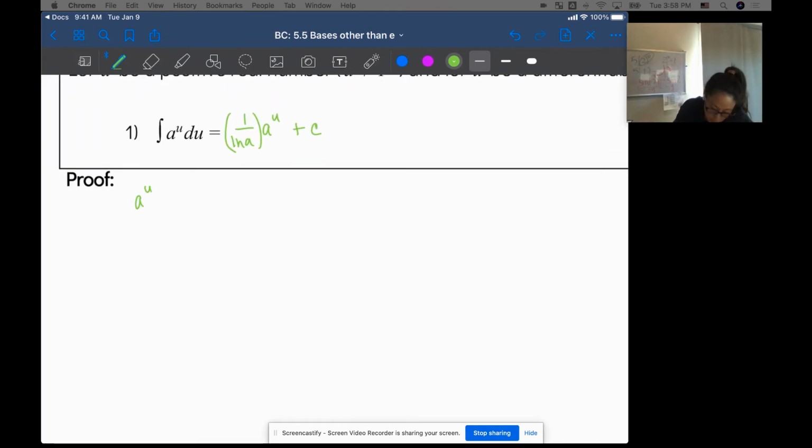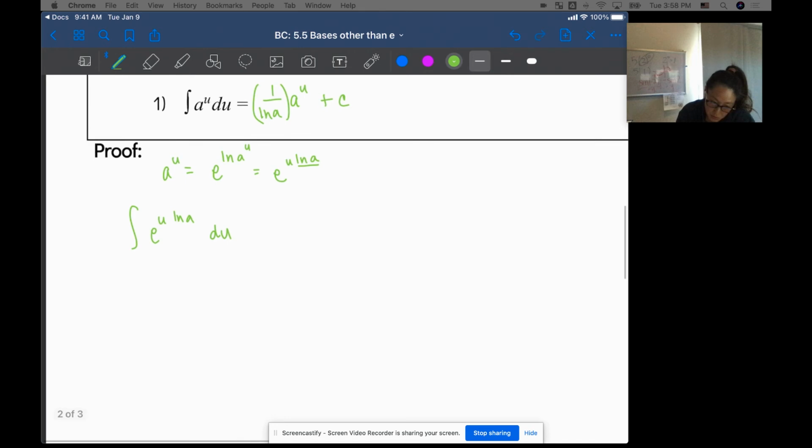So I have a to the u is equal to e to the ln of a to the u, which can be rewritten as e to the u times the ln of a. We're going to use that because we know how to take the antiderivative of e to the u. Remember that ln of a is just a scalar, just a constant number that we already know. So I have the antiderivative of e to the u times the ln of a du.